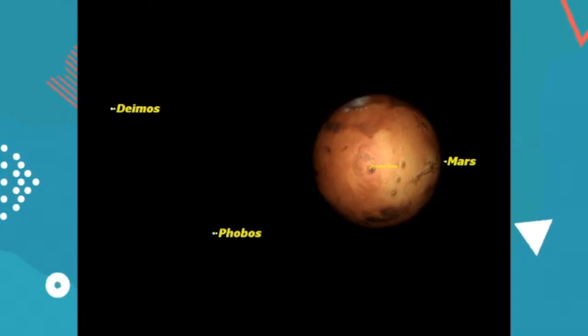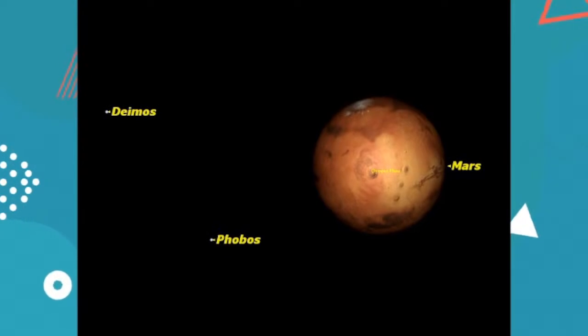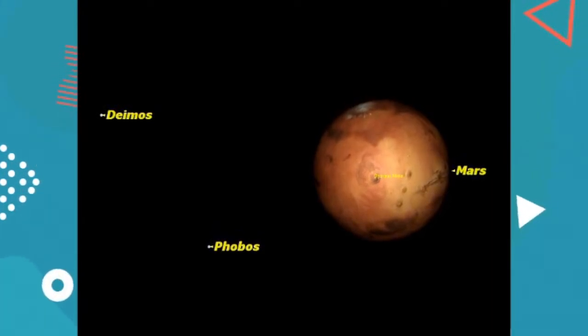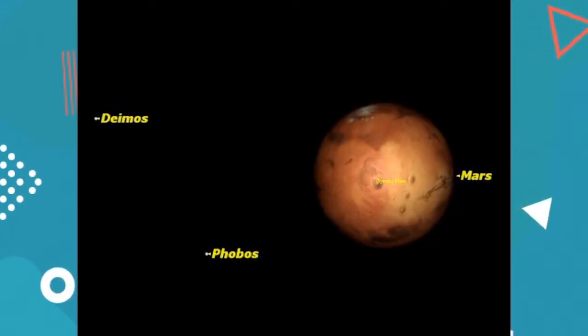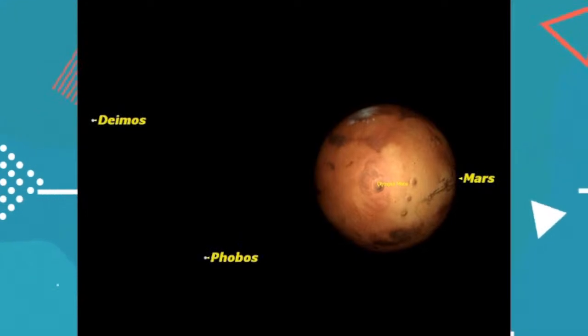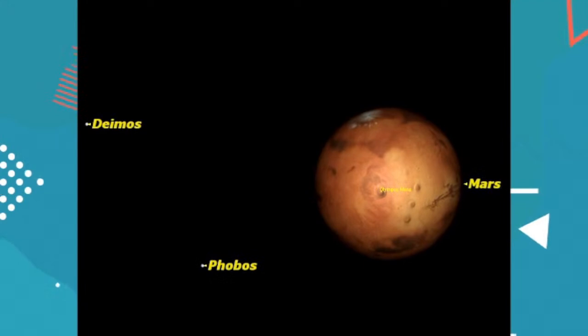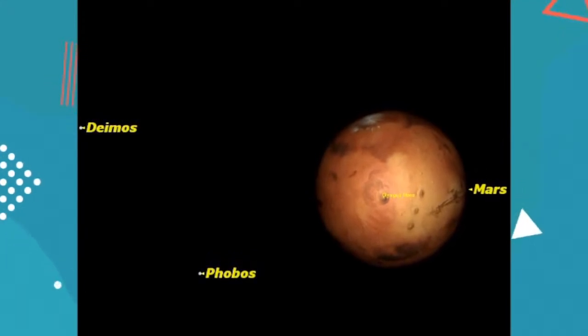A larger object such as a planet could pull an asteroid out of orbit. And once an asteroid is captured by the gravitational pull of a planet, it may become a satellite of that planet. Many astronomers believe that the two satellites of Mars, Phobos and Deimos, are captured asteroids.